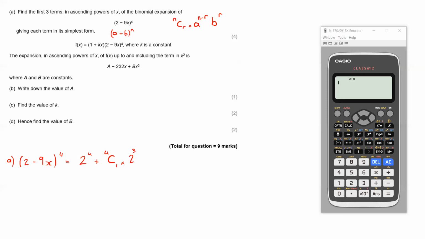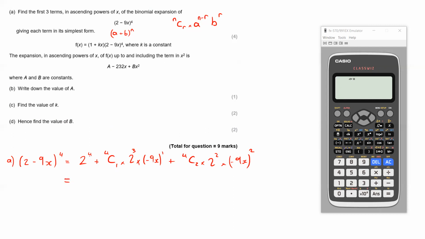So that's now decreased from 4. And now this minus 9x comes in to the power of 1. So that's my second term. My third term is 4 choose 2 times 2 squared times minus 9x all squared. Now remember to put this in a bracket because that minus 9 will be affected by the power. And then just tidy this up.